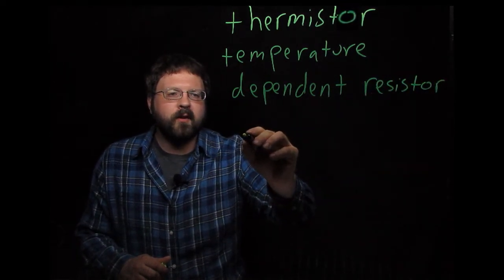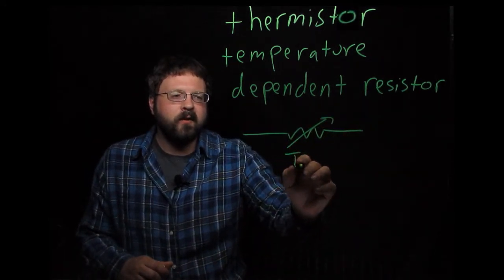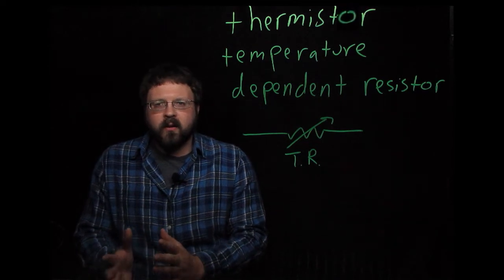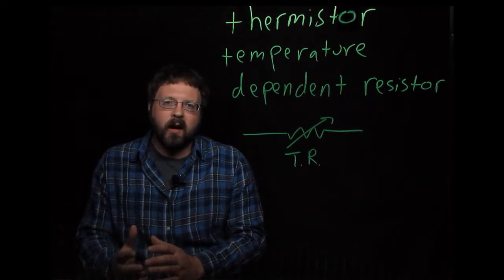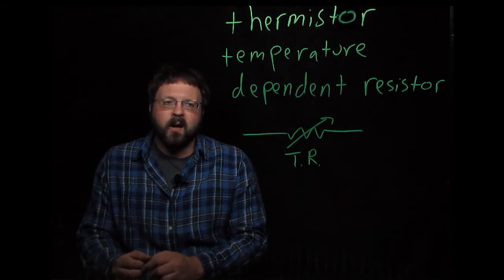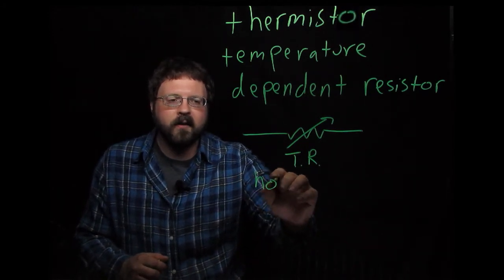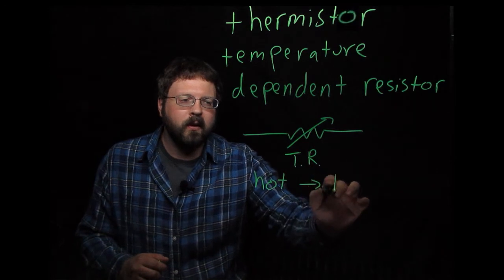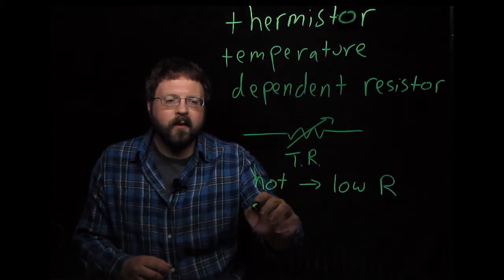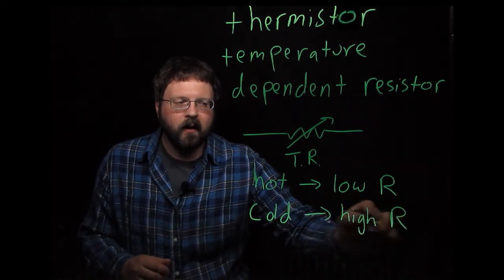So we could draw it kind of like we did for the photoresistor. I'll draw it like this, and I'll use the abbreviation TR for it. So a thermistor is something whose resistance changes based on how hot it is. Very similar to the photoresistor, whose resistance changed depending on how much light was on it. In the case of the thermistor, if the thermistor is hot, that corresponds to low resistance. If the thermistor is cold, that corresponds to high resistance.